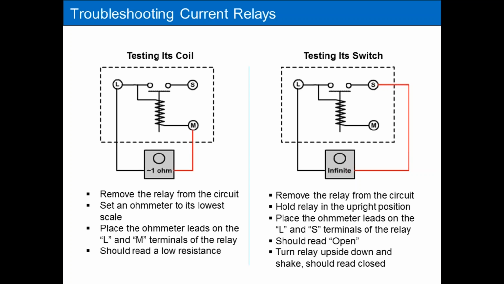If going from upright to upside down and shaking it a little bit, the relay never closes, its switch never closes, it's a bad relay. Change the relay out, and that probably solves your problem. So that's how you check the switch. Upright position open, flip it over and shake it, it should close.